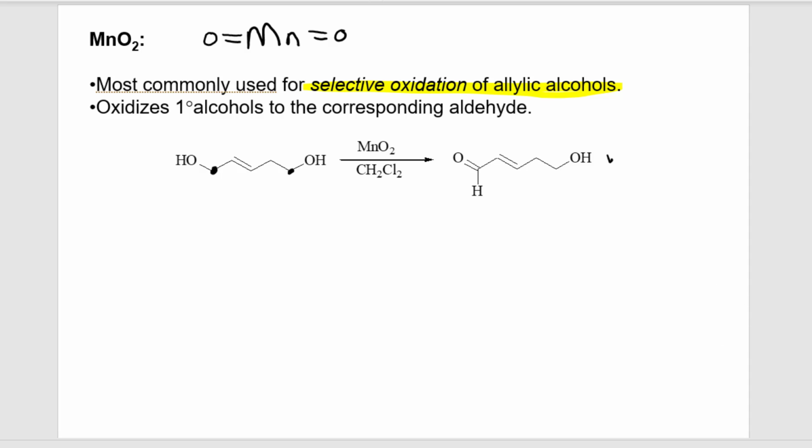So if you look at the product, you see that there's a selective oxidation. So this is kind of cool from a chemoselective perspective. You have two alcohols, both of which are primary and could be oxidized, but only one of them gets oxidized selectively. So this is kind of a neat reaction.